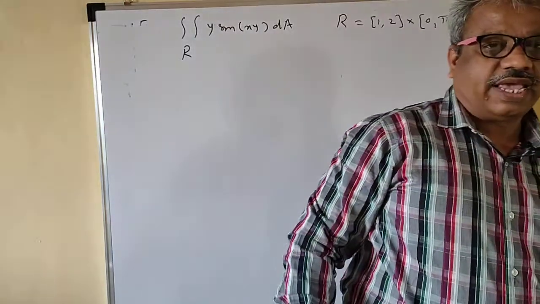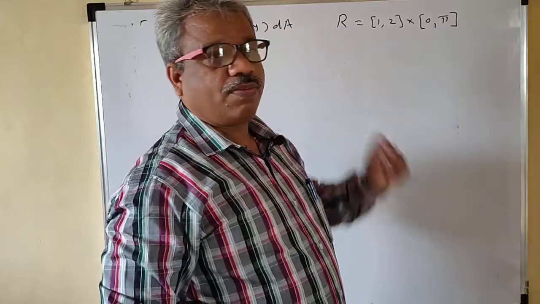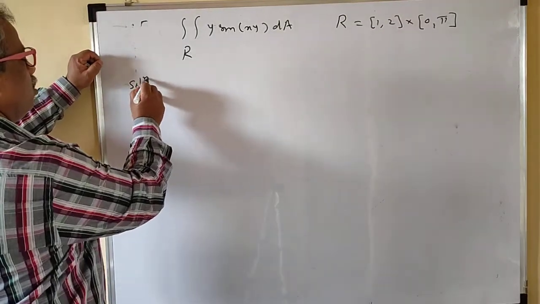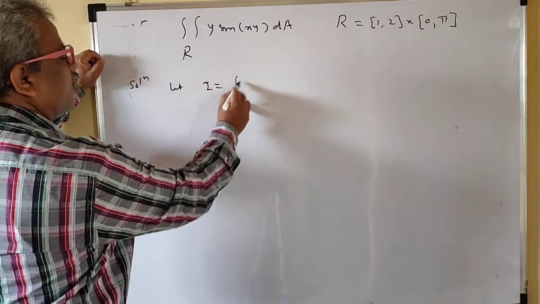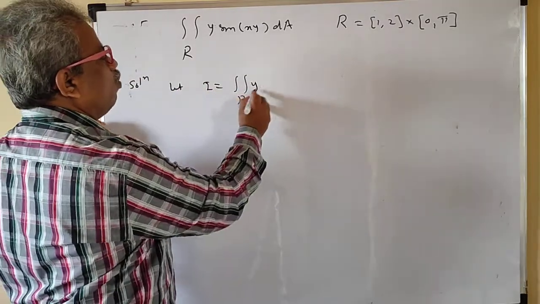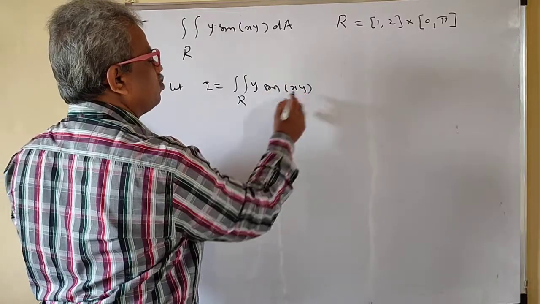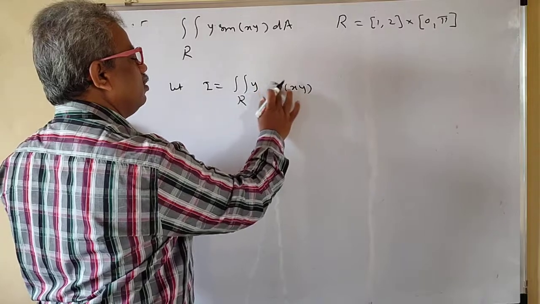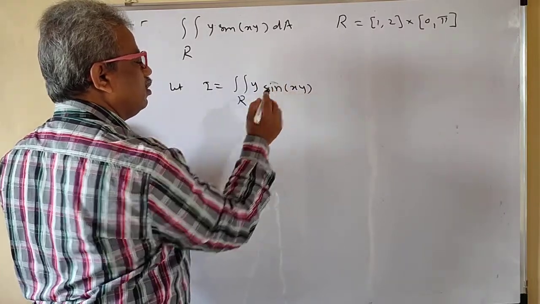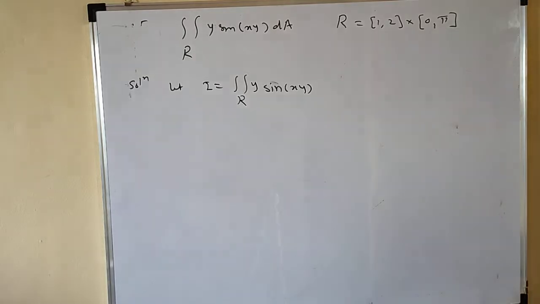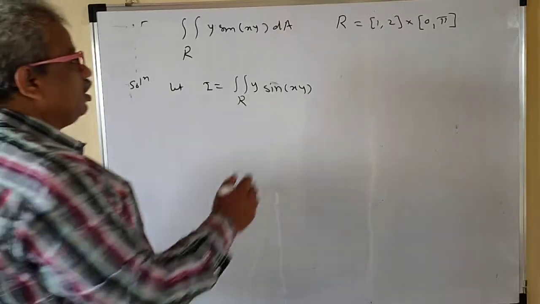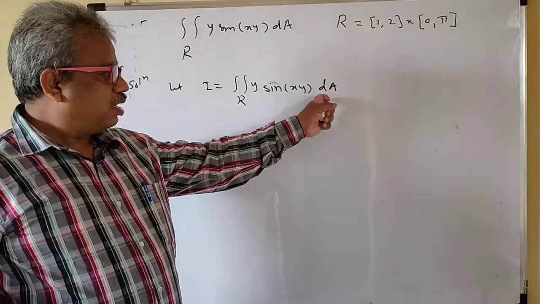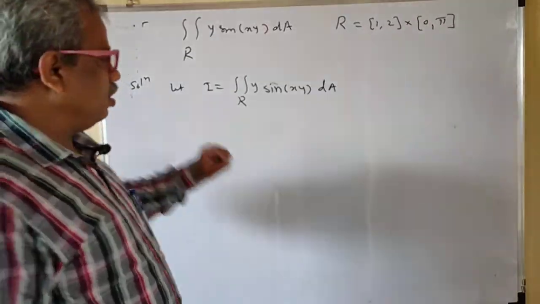That means this is a rectangle. The limit of x is 1 to 2 and the limit of y is 0 to pi. Okay, so I will take the solution. Let I equal the double integral over R of y sin(xy) dA. This is very important: your integration must be accompanied with dx dy or dA.